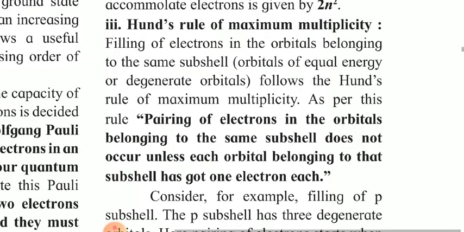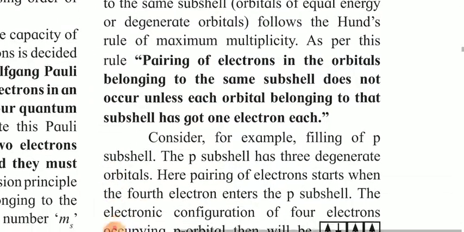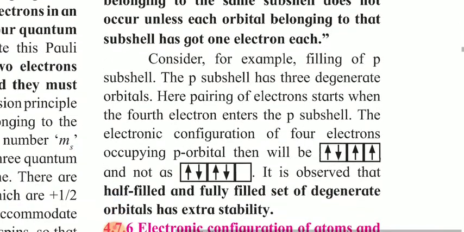Now students, we will understand this rule by considering one example. Look at this example for the filling up of the p subshell. The p subshell has 3 degenerate orbitals, as we have already seen in the shapes of the p orbitals: 2px, 2py and 2pz. Here pairing of electrons starts when the fourth electron enters the p subshell. The electronic configuration of 4 electrons occupying the p orbitals will be like this.